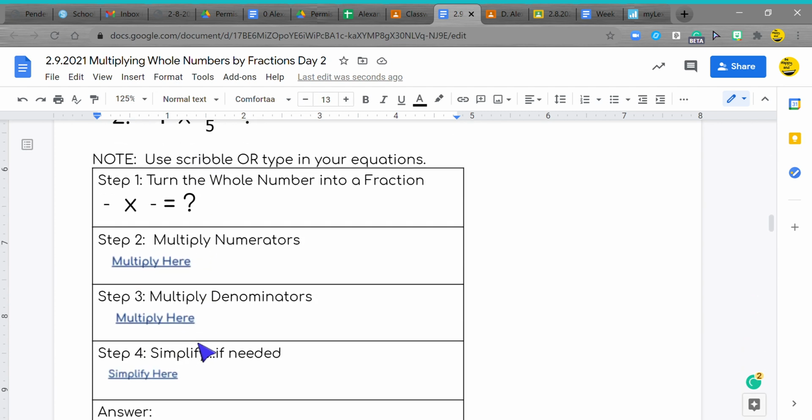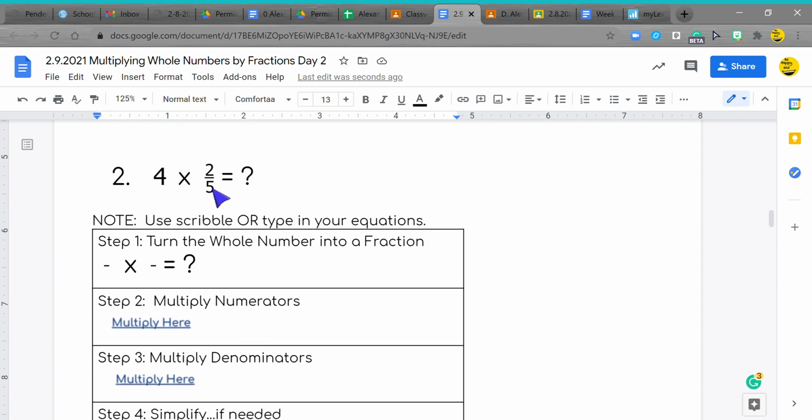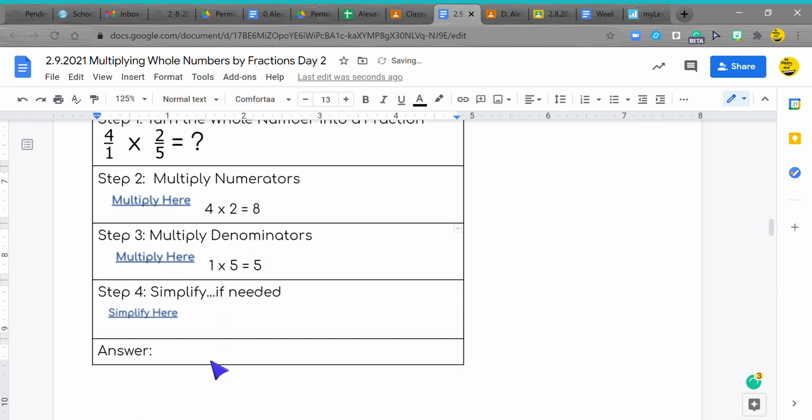Let's go to the next one. We have 4 times 2/5. So again, we jump into here. We put our 1 on the bottom because it's a whole number, and we put the 4. 4 over 1 means the exact same thing as the number 4, but we need it in fraction form. Here we put our 2/5. And now we multiply the numerators. We have 4 times 2 equals, yes, it is 8, you guys. And then on the bottom, I have 1 times 5 equals, yes, 5. And then right here, I write my fraction. I have 8 over 5.